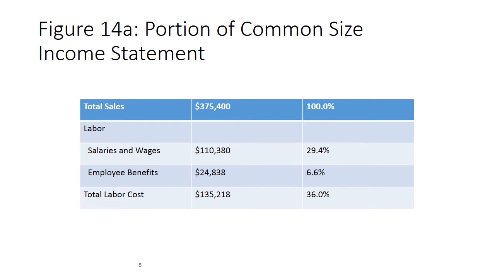Okay, so figure 14A, we're getting away from this little income statement, or the income statement on page 219, and we're going to go to a different one. Okay, it fits exactly the same way though. So we have our total sales at $375,400, which is 100%. So when we start pulling out percentages for each thing, our salaries and wages, 29.4%. And we're going to round this to one decimal place. Employee benefits are 6.6% of sales. So our total labor cost with our salaries, wages, and employee benefits are 36.0 or 36% of sales.